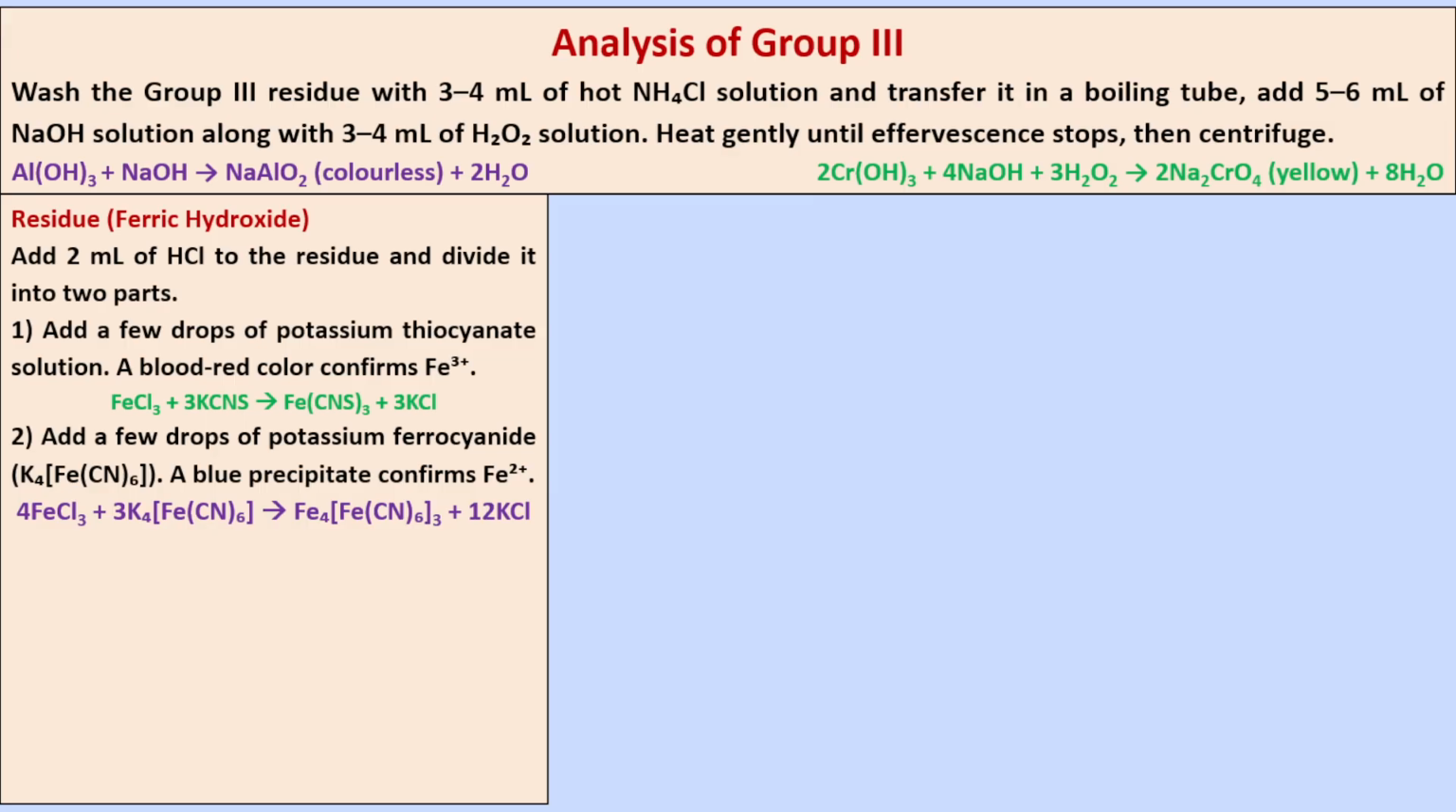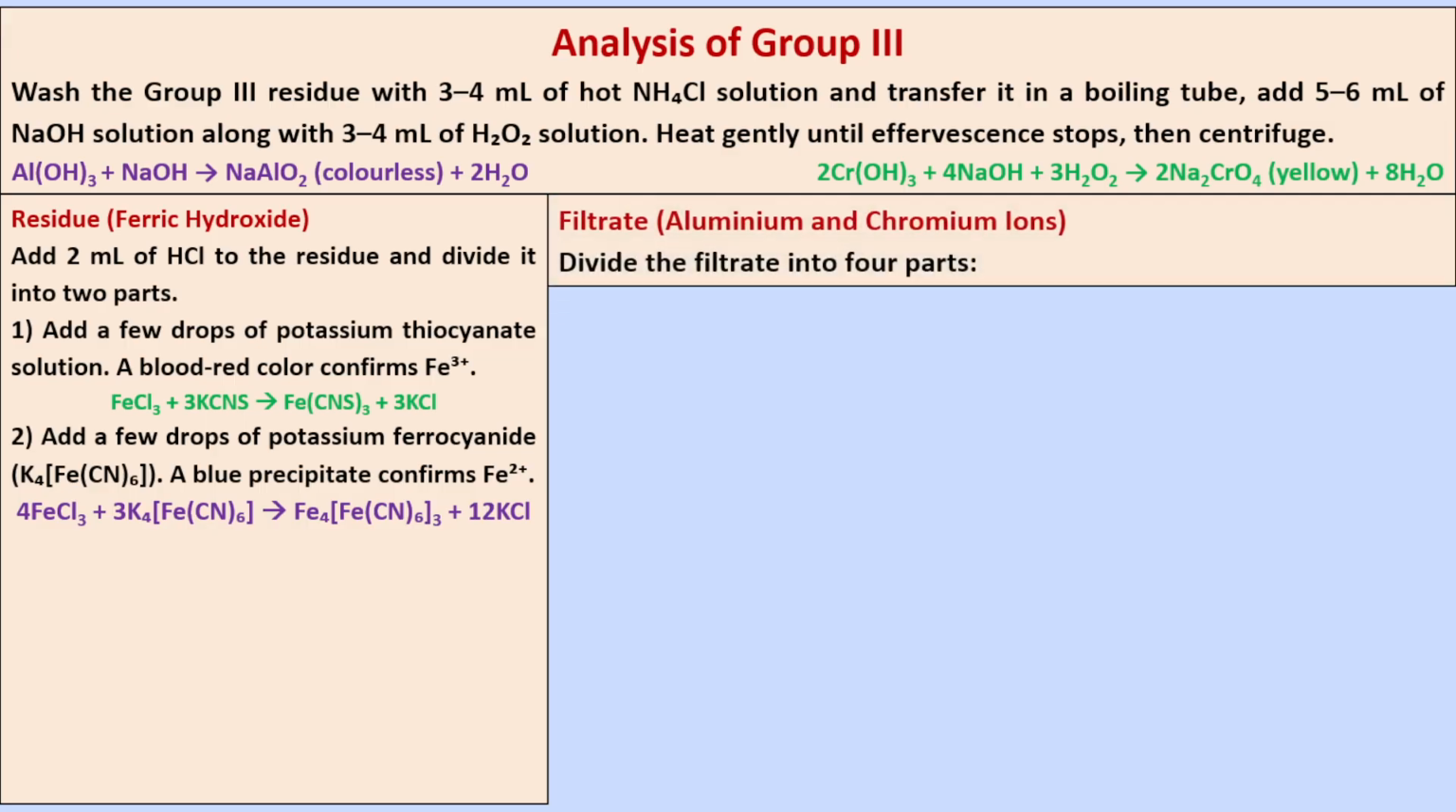To the residue, which contains ferric hydroxide, add 2 ml of HCl to dissolve it. The resulting solution is then divided into two parts for the confirmatory tests. To the first part, add a few drops of potassium thiocyanate solution. A blood red color due to the formation of ferric thiocyanate confirms the presence of iron. To the second part, add a few drops of potassium ferrocyanide solution. The appearance of a blue precipitate, Prussian blue, due to the formation of ferric ferrocyanide indicates iron.